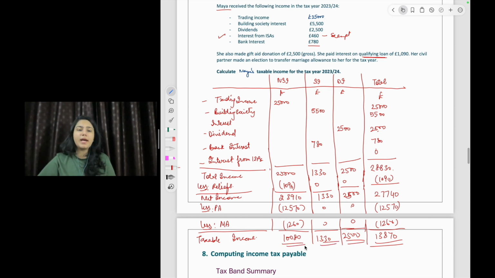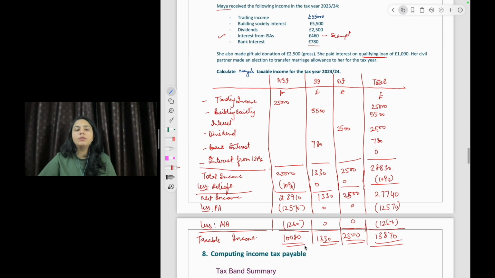Again, let's do a quick recap. We take a sum of all our incomes: non-saving income, saving income, and dividend income. That gives us total income. Then we subtract our reliefs, which include qualifying loan interest and trading losses. After subtracting reliefs, I get my net income, and from net income I subtract my personal allowance, and then I get my taxable income. If my net income is greater than £100,000, I need to check my adjusted net income, ANI. If your adjusted net income is also greater than £100,000, then your personal allowance is reduced by 50% of the excess ANI above £100,000.